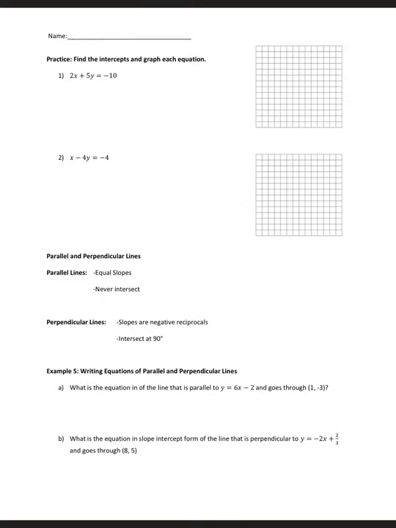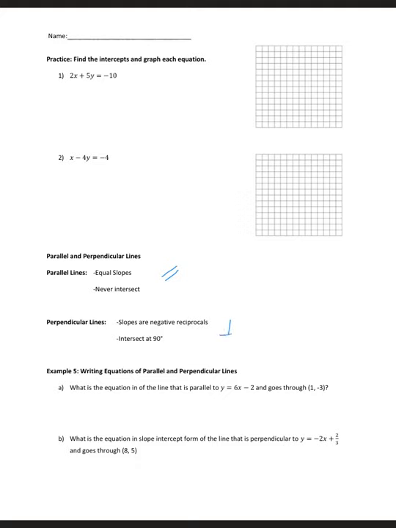Okay, so now I want to talk about parallel and perpendicular lines. Again, you should have learned this back in Algebra 1, but I want to give you a little bit of a review. So if you remember, parallel lines means that they have equal slopes and they never intersect. So parallel lines look like that, except actually parallel. Perpendicular, the slopes are negative reciprocals and they intersect at 90 degrees.